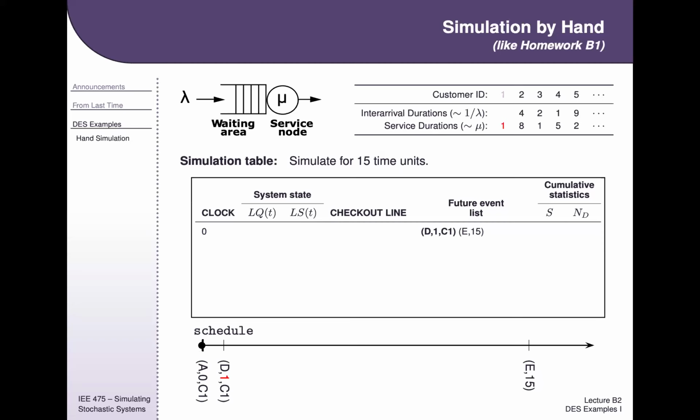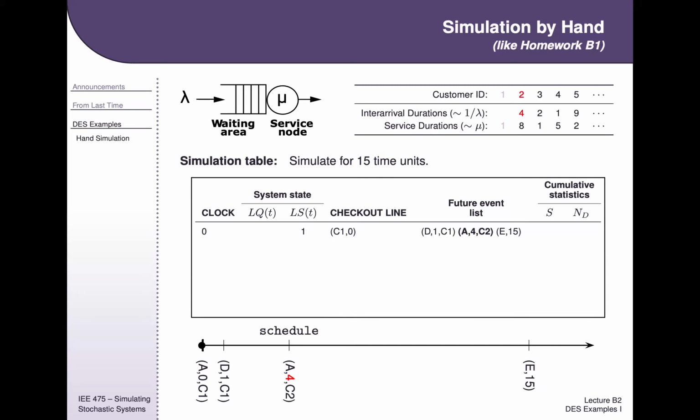Departure. We say customer 1 takes a minute to go through the server. So we're going to add 1 to the current time, and that's where we get this departure event. Our FEL says that the next event we know about is a departure at time 1, a departure of customer 1. And now we know that there's 1 customer in the server, so we increase this state variable from 0 to 1, and we put the customer in the checkout line.